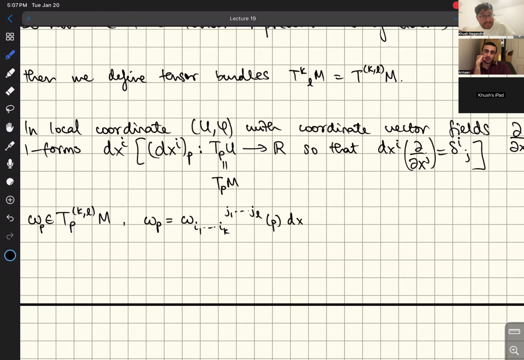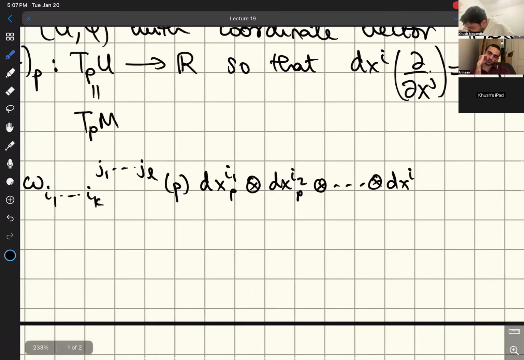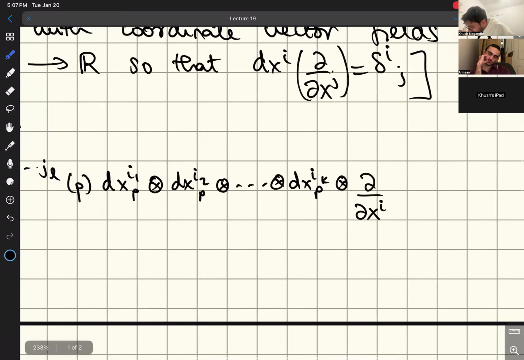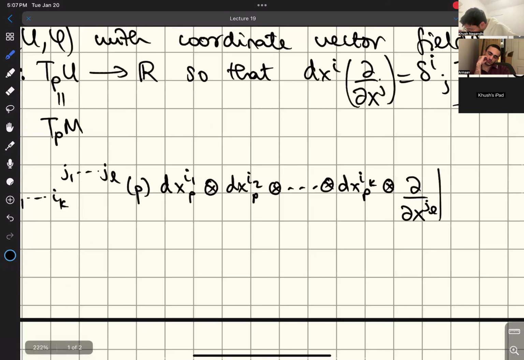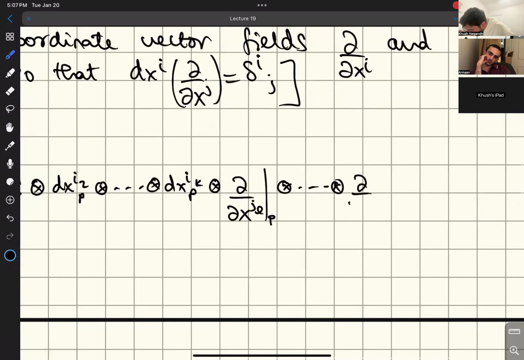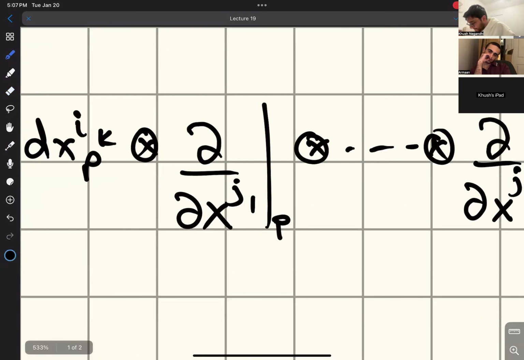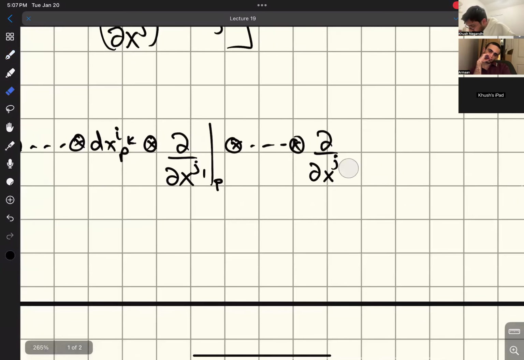tensor dx I1 at the point P, tensor dx I2 at the point P, up to dx Ik at the point P, and then you tensor in the vector part at the point P, partial J, so this should be J1, up to partial JL.